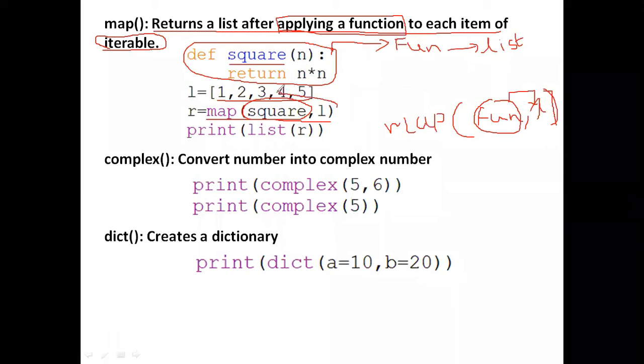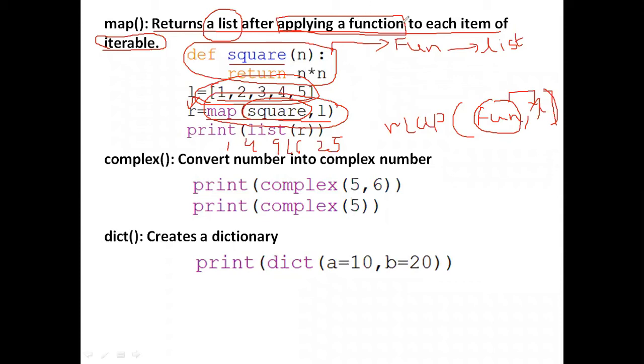At the end, the map function returns a list, and that is stored in R. If you print list of R, what is the output? It prints the square of all these numbers: 1, 4, 9, 16, 25. What is the purpose of the map function? We use the map function to apply a function on each item of an iterable data type.